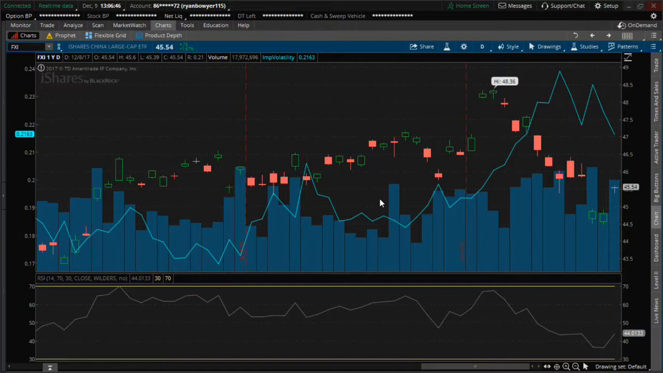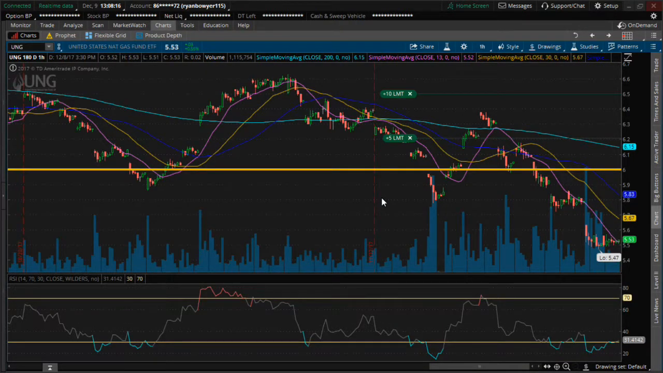Okay, so this is FXI. Let's take a look at UNG. And here in UNG, we're actually going to take a look at the hourly chart versus the daily chart. All right, now here we are in an hourly chart in UNG.